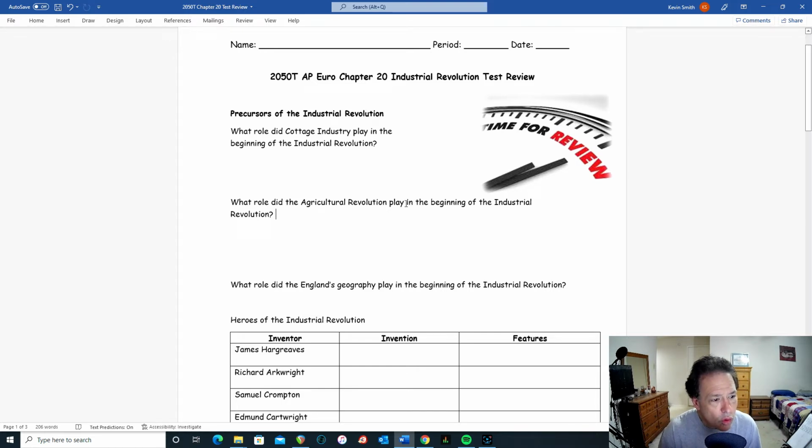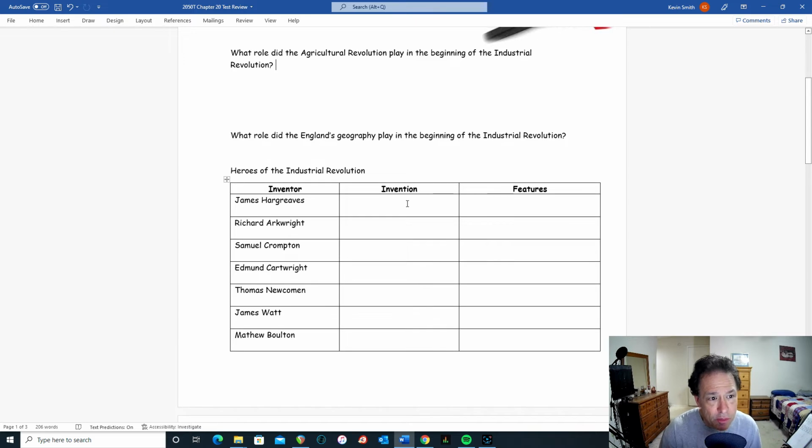And so what role did English geography play in the beginning of the Industrial Revolution? Well, three things to keep in mind. You had large deposits of coal, large deposits of iron, and also you had access to water, including canals and rivers. So here are my heroes of the Industrial Revolution.